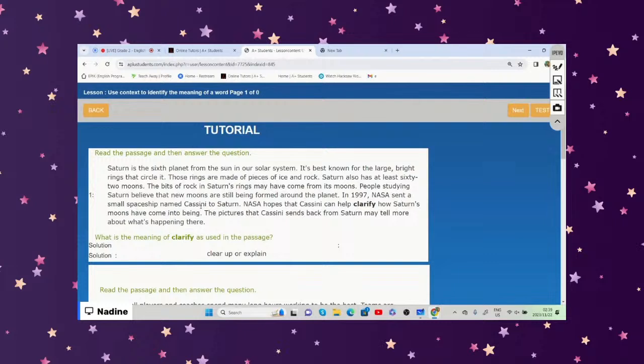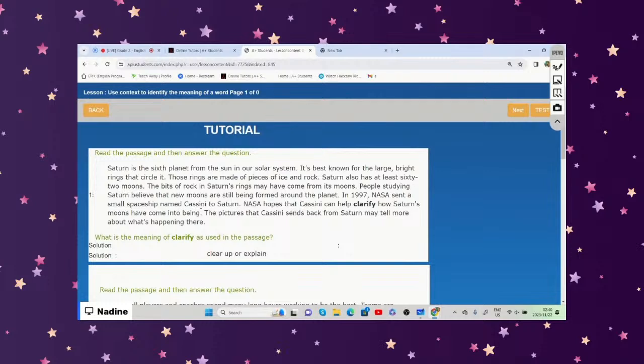Saturn is the sixth planet from the Sun in our solar system. It's best known for the large, bright rings that circle it. Those rings are made of pieces of ice and rock. Saturn also has at least 62 moons. The bits of rocks in Saturn's rings may have come from its moons. People studying Saturn believe that new moons are still being formed around the planet.